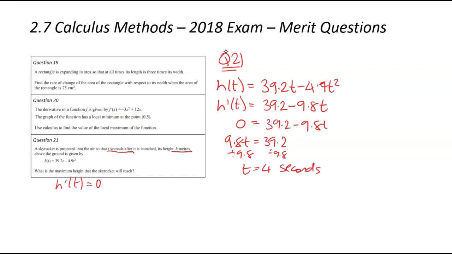A lot of people stop there, but you've been asked about what the height is. We now need to substitute this back into our original function to find out the height in meters. So height after 4 seconds will be equal to 39.2 times 4 minus 4.9 times 4 squared. And here, definitely plugging that into my calculator, and I'm getting 78.4 meters. And that there had a 1 decimal point rounding.